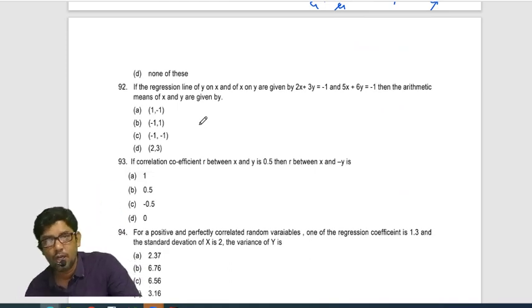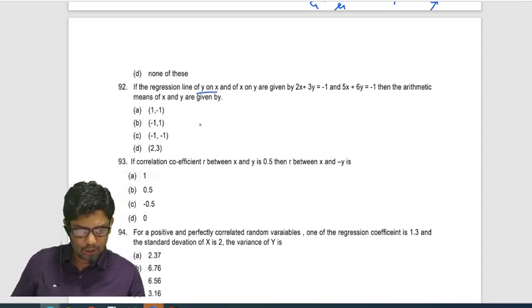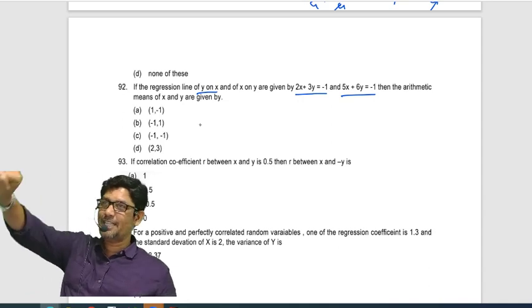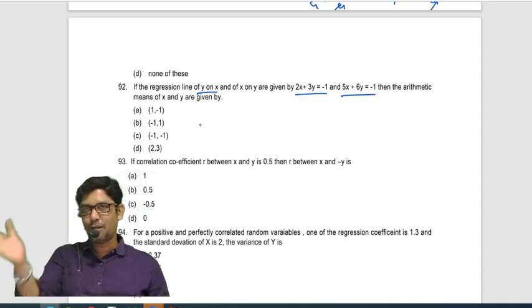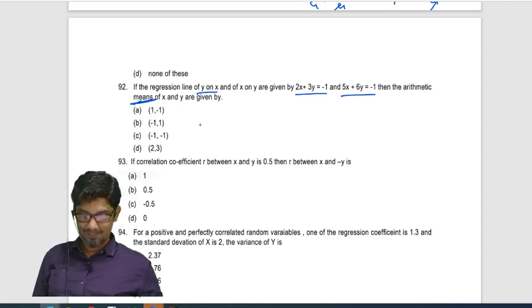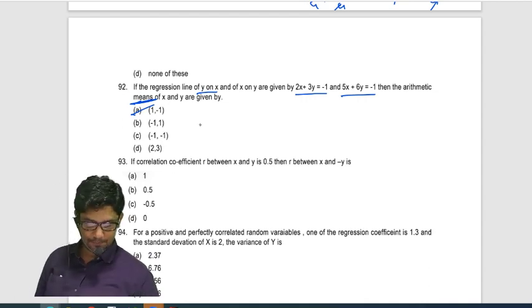If you don't know these types of sums, please at least learn it now. If the regression line of y on x, I told you two equations are given. I told you 5 types of questions. Either the mean will be asked, y on x or x on y. This is what they are going to ask. What question they asked, my dear? Mean. Simply 1 minus 1. You check it, 1 minus 1 is coming or not.